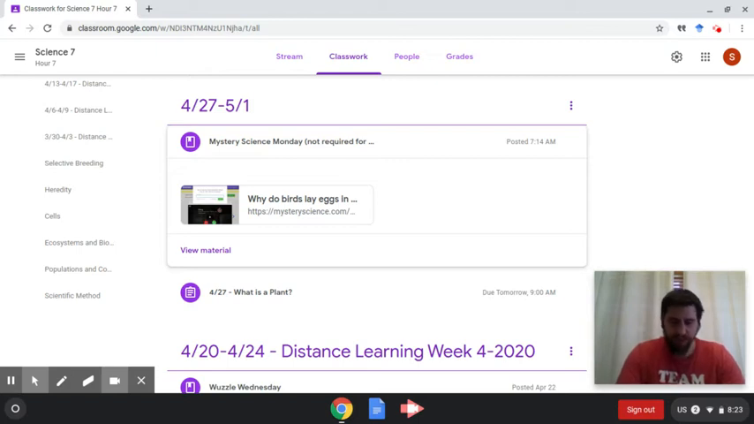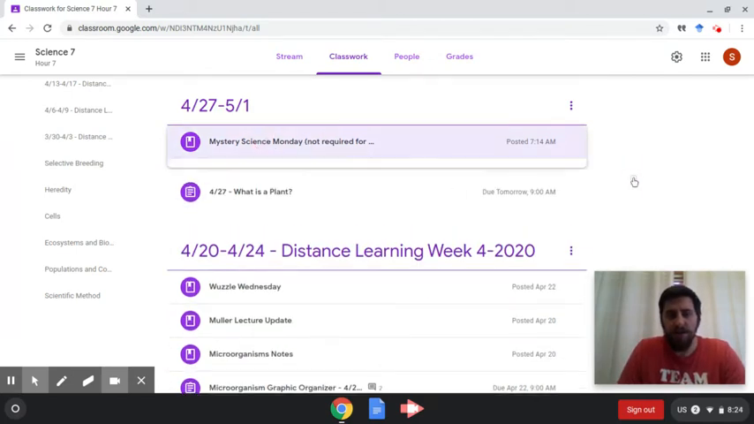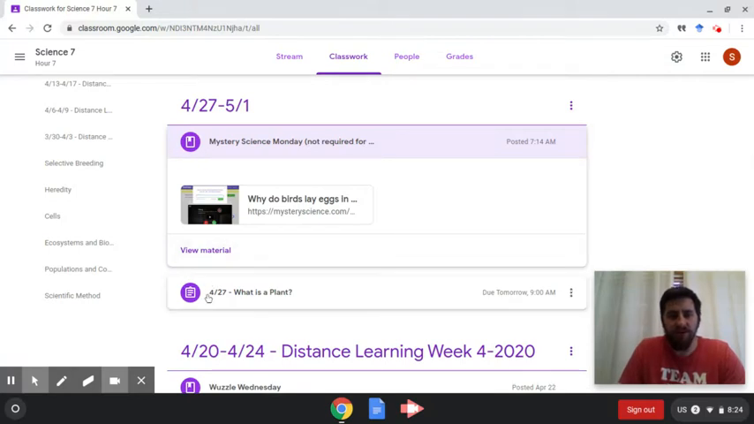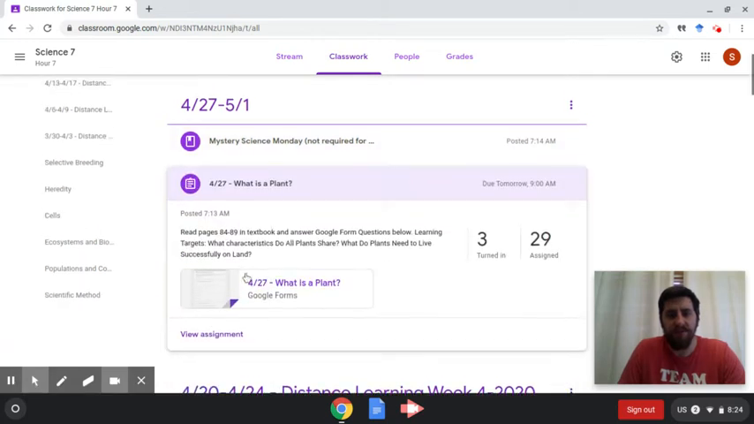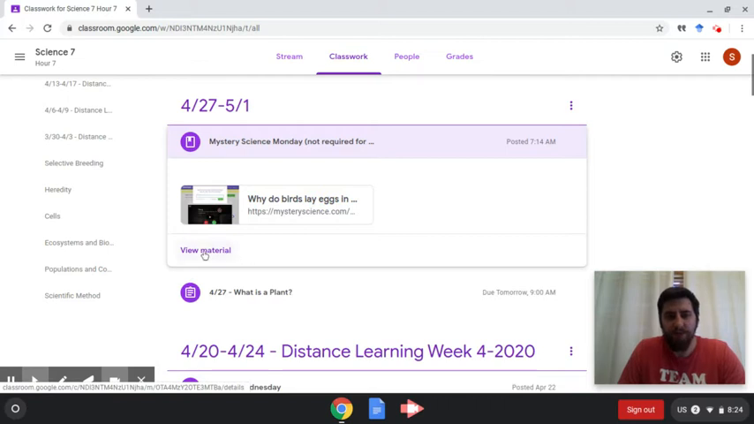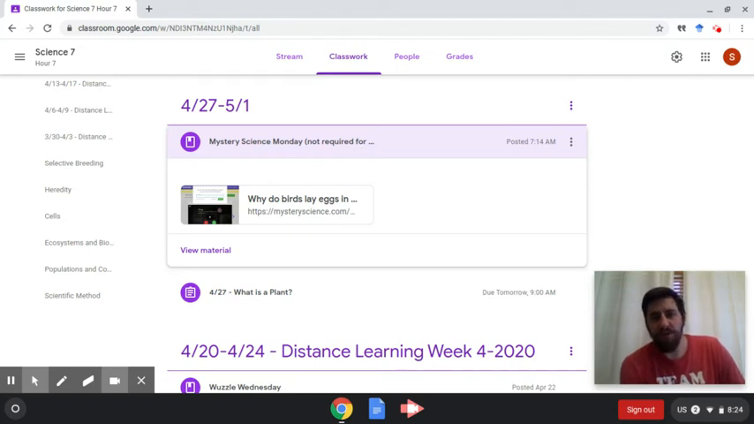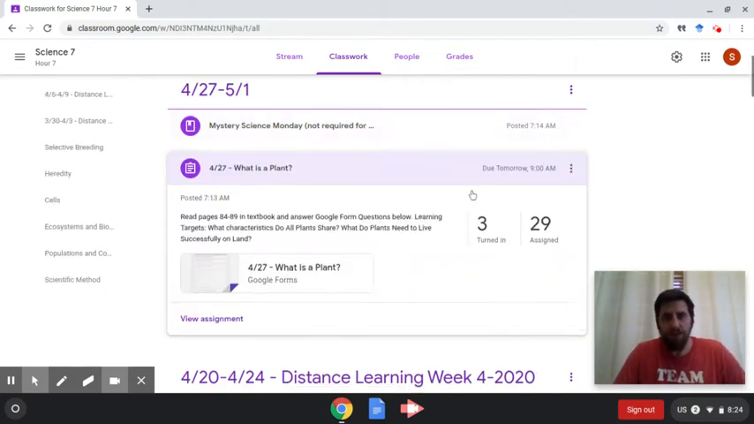We're going to go to page 84 in our textbook, and we're going to read about what is a plant. So if you'd like to skip forward on this, you certainly can. Make sure you watch, I forgot to mention, Mystery Science Monday. Again, these are not required. This is not an assignment. You can see the difference here. These little clipboards is assignment. This little sticker here in this square surrounded by a circle is just material. So this is view material. This says view assignment. You don't have to turn in or submit material. That's just something for you to look at. Again, Mystery Science Monday, not required for anybody to do. If we were in class, obviously I would show the video, but it's about why birds lay eggs in the springtime. Okay.